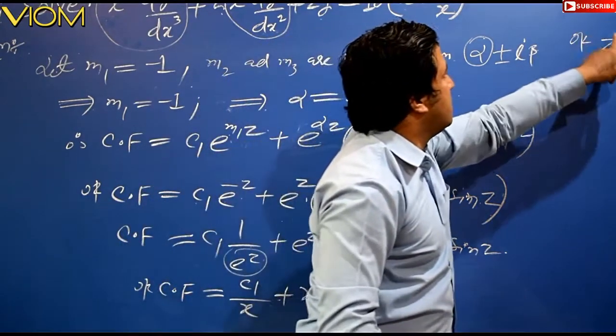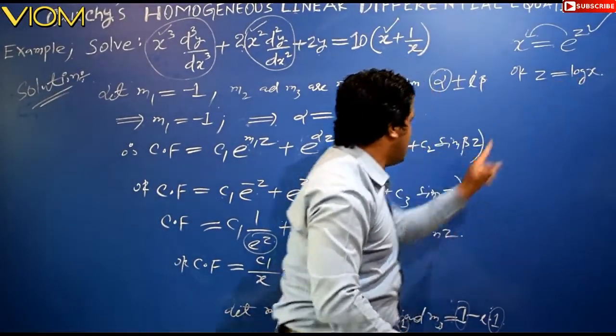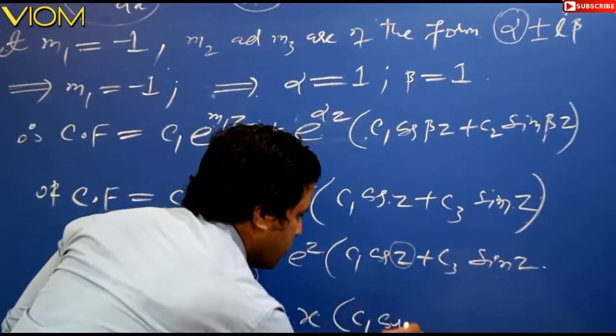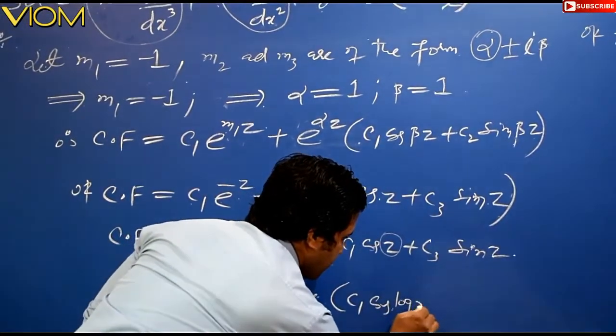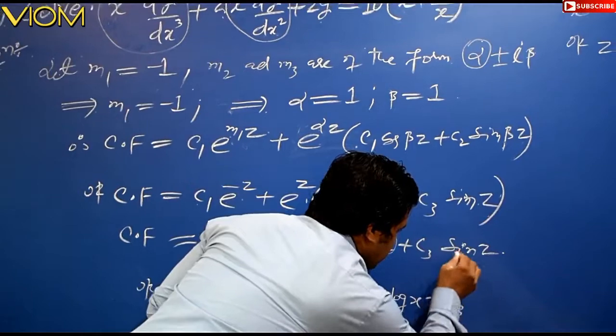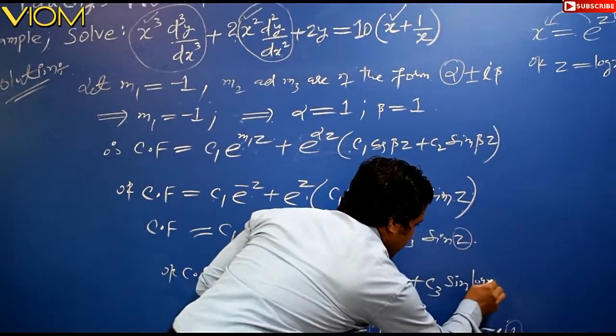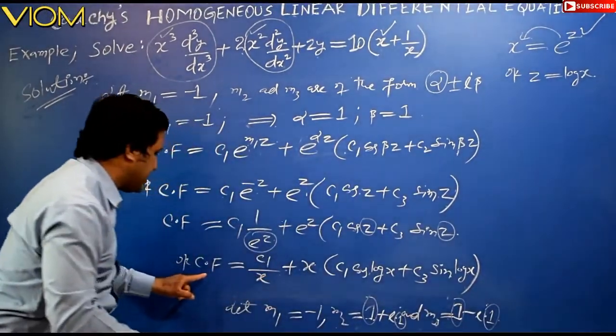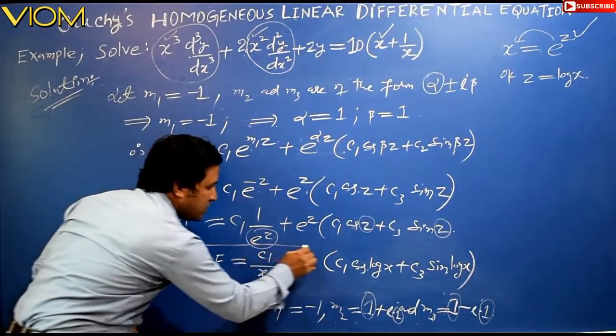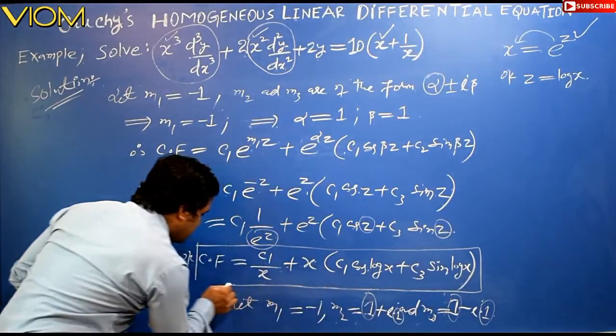You can see here z is equal to log of x. As per the value of z, you can use log of x. This is log of x here plus c3 sin, and you can use again log of x here. So this is clear. What we can say, this is the required complementary function for this question.